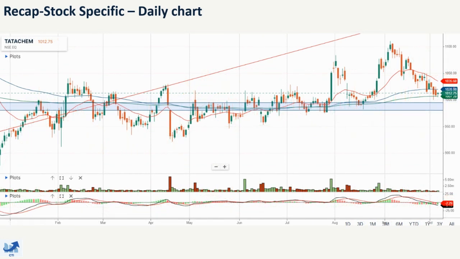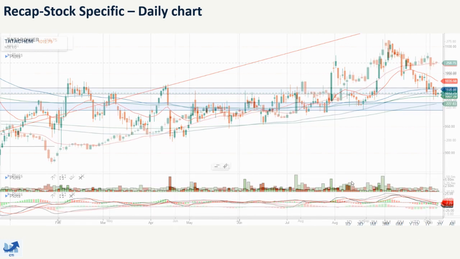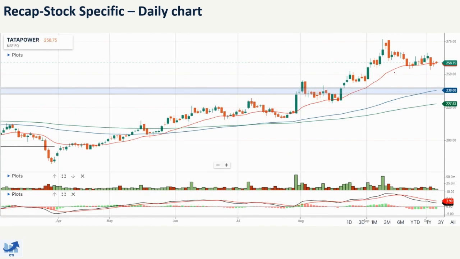Coming to the Tata Chemical space, this is what I've been talking about. 1,000 offers a very attractive value buy to the investors. So this level of 1,000 rupees can be considered to accumulate in Tata Chemicals. Well, for the Tata Power, it is settling down quite comfortably at 255 levels. This seems to be a very good support for the Tata Power.